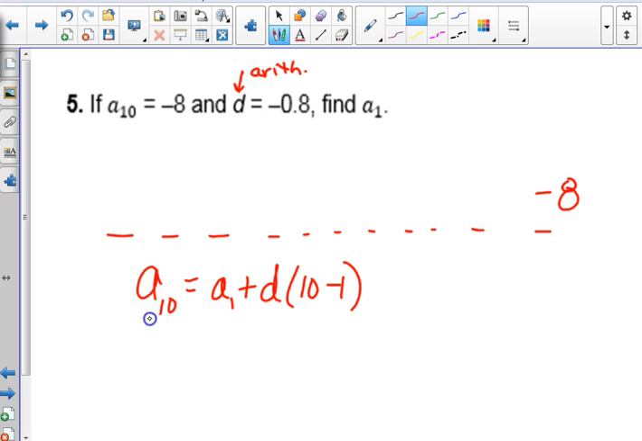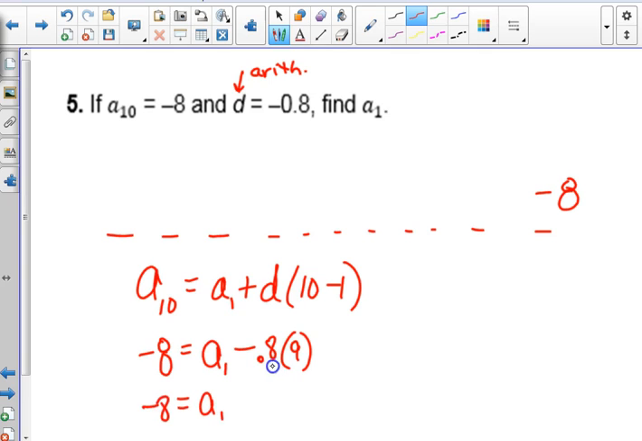do you understand the idea here? The 10th term is the first term plus the difference 9 times. What do we know there? We know the 10th term, and we know the difference. So can we find the first term?